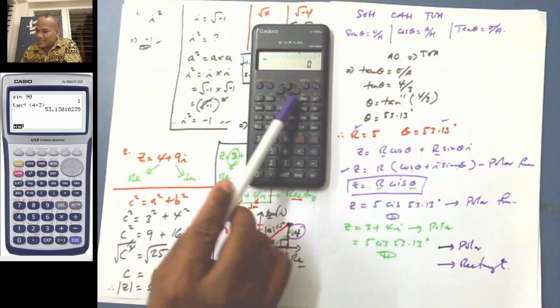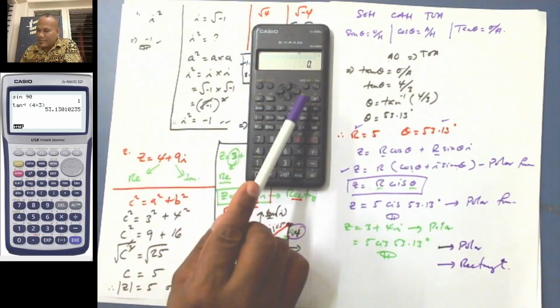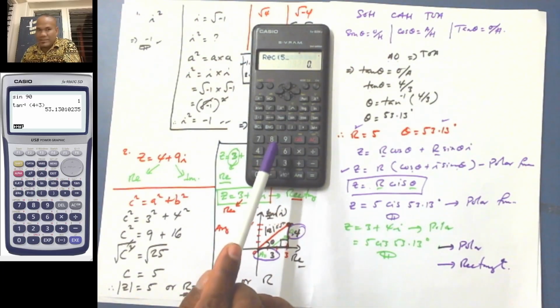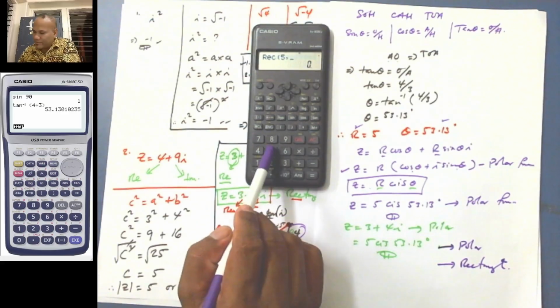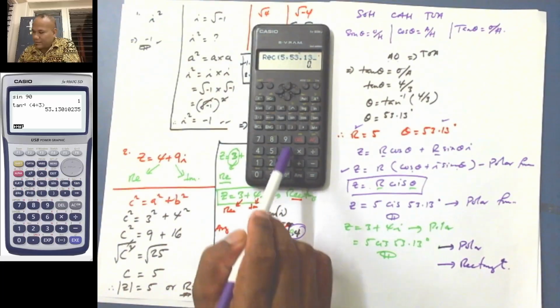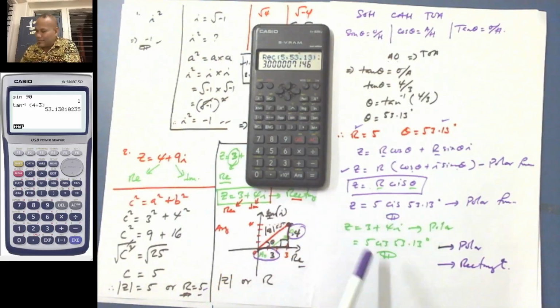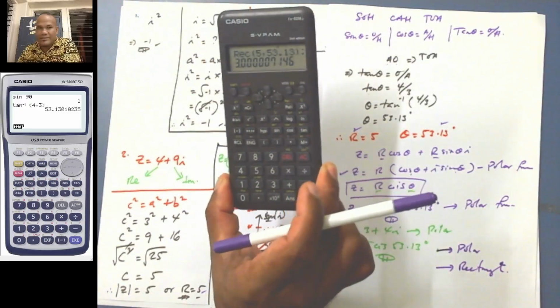It's colored yellow, so you press shift and pol, and then you press whatever first value comes in. Our first value is 5, so 5, comma, and whatever value here, it's 53.13. So 53.13, close the bracket, equals. Our answer is 3, and there's a point there.